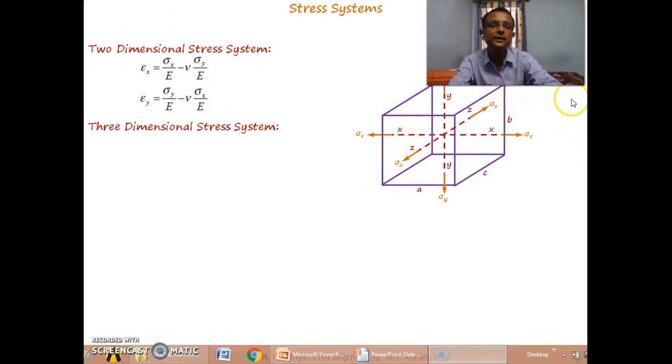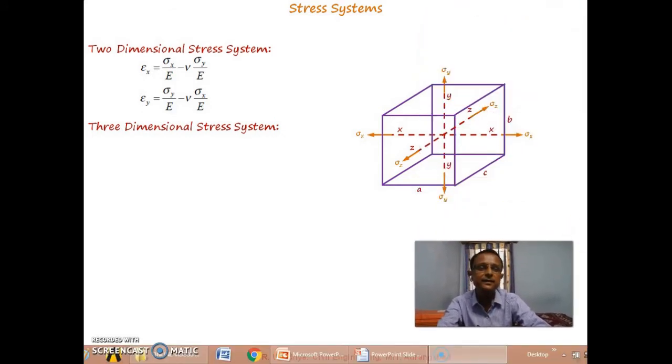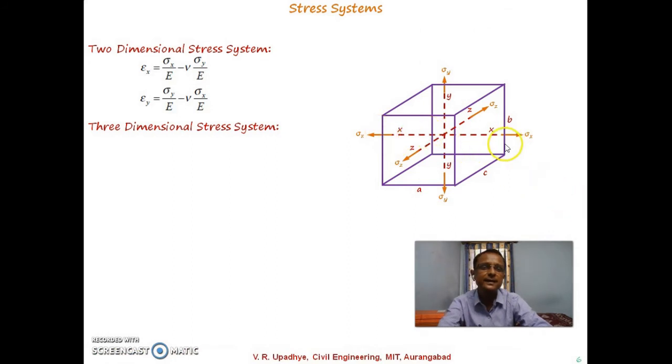Now what is shown in this diagram is the three axes, x-axis, y-axis and z-axis together. If the stress system is in three axes, then sigma x, sigma y and sigma z are all acting together. So what will happen to it? In addition to sigma y, due to sigma z there will be compression, or some lateral strain, along the x-axis.